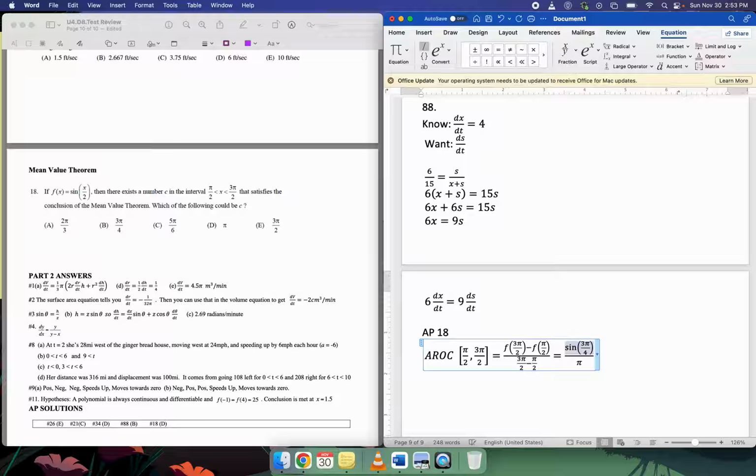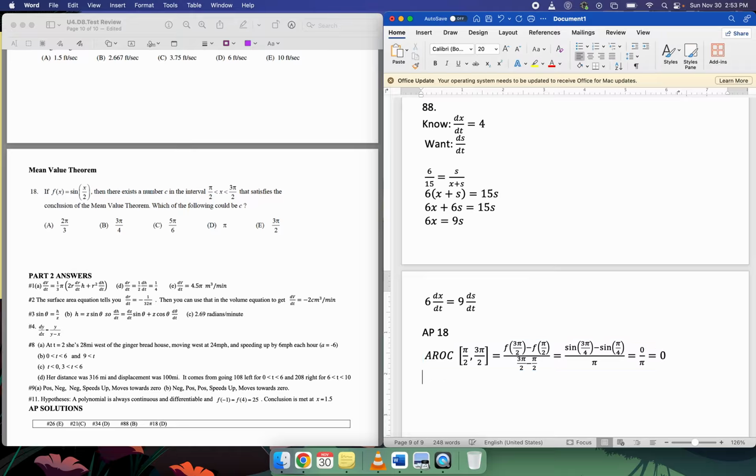In the numerator, f(3 pi over 2) would be sine of 3 pi over 4, minus f(pi over 2), which would be sine of pi over 4. Sine of 3 pi over 4 is root 2 over 2, and sine of pi over 4 is also root 2 over 2. So this numerator is 0, which means the whole thing's 0. So the average rate of change is 0.